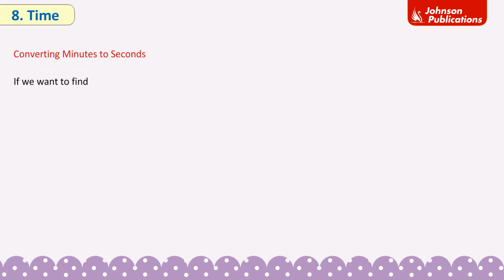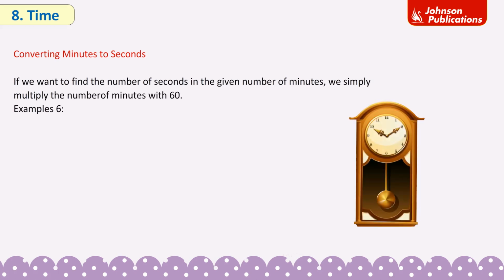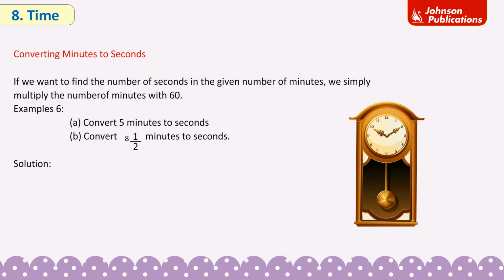Converting minutes to seconds. If we want to find the number of seconds in the given number of minutes, we simply multiply the number of minutes by 60. Example 6. A. Convert 5 minutes to seconds. B. Convert 8.5 minutes to seconds. Solution. A. 5 minutes equals 5 multiplied by 60 seconds, which is equal to 300 seconds.